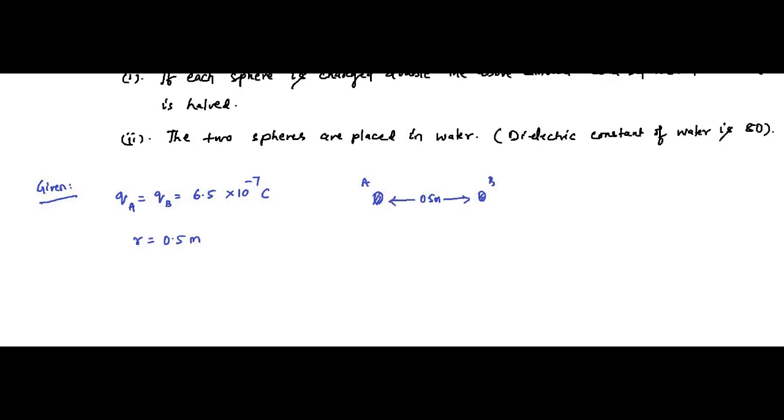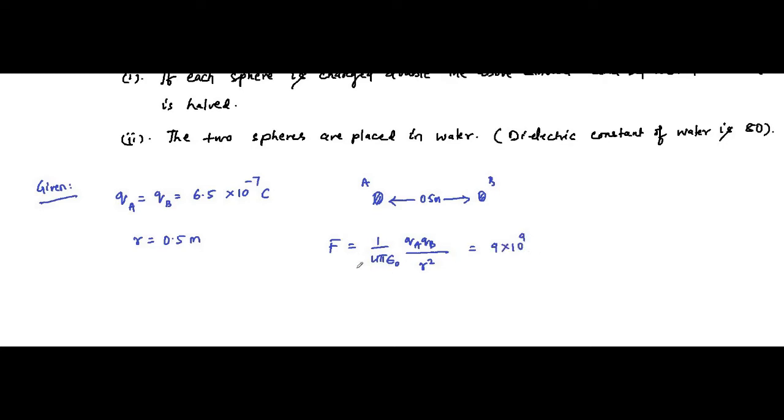So this is a basic application of Coulomb's law. As they are like charges, they will repel each other, and the force is given by 1 by 4 pi epsilon 0 qa qb by r square. Here qa and qb are equal, so this 1 by 4 pi epsilon 0 we will simply write as 9 into 10 to the power 9.